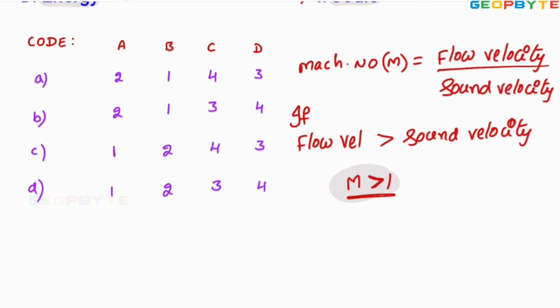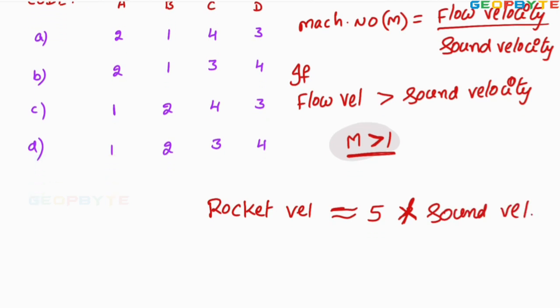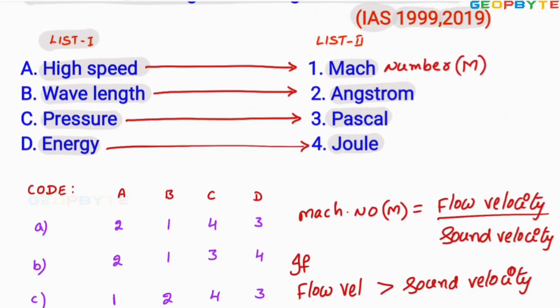If I say rocket velocity is approximately 5 times the sound velocity, it means Mach number is equal to 5. Such a high speed system's velocity is always measured in terms of Mach number. Therefore high speed is connected to Mach number. High speed is connected to 1, therefore A1 is correct.